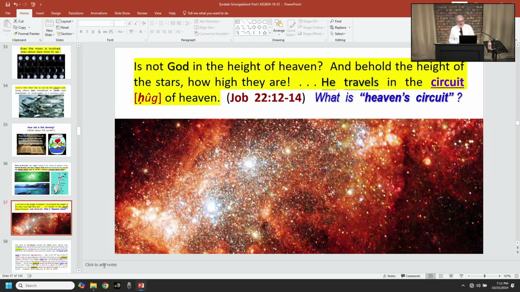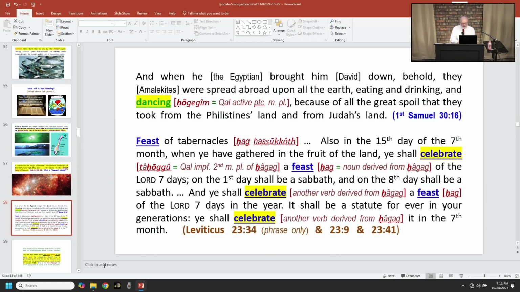Well, now we move on to talking about the circuits of the heavens. And Job 22 mentions that, is not God in the height of heaven? And behold, the height of the stars, how high they are. He, referring to God, travels in the circuit of heaven. What is heaven's circuit? The Hebrew word here is hug. Very interesting word, hug.